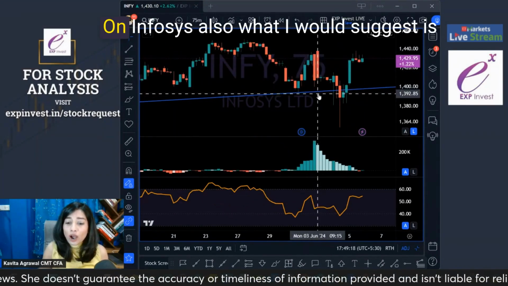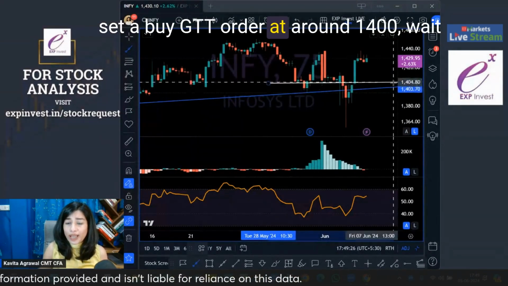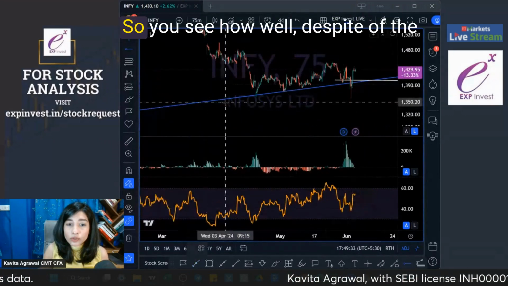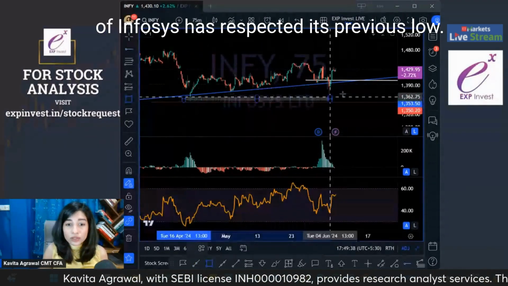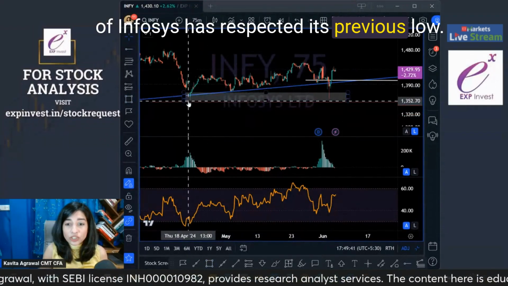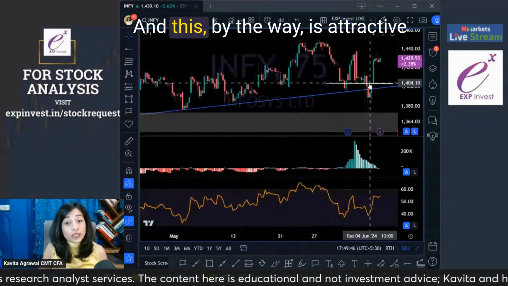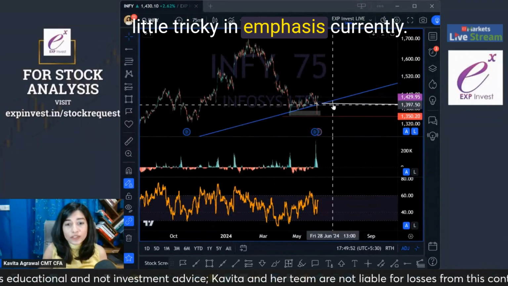Because this entire upside hasn't seen much volume, the overall market was pretty much a let's-wait-and-watch stance today. On Infosys also, what I would suggest is set a buy GTT order at around 1400, wait it out, and set your stop loss near this low. So you see how well, despite the massive volatility, the stock of Infosys has respected its previous low. So 1350 becomes a very natural stop loss at this point of time. And this, by the way, is attractive for long term. Short term can be a little tricky in Infosys currently.